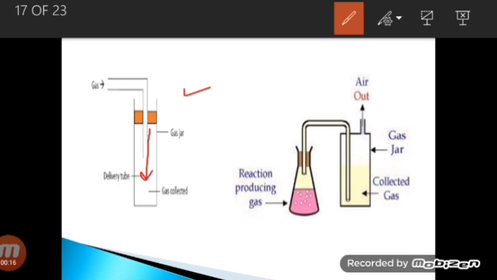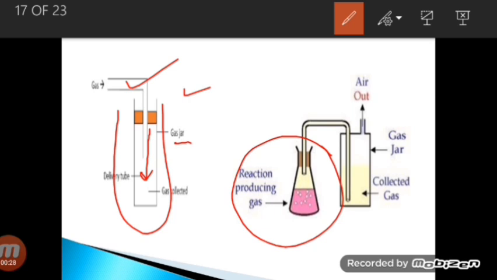and then they will be collected. In this downward delivery, we are going to use one gas jar, which is this one, and we will have one delivery tube, which is this one, and this must be connected with any of the experimental containers where the gas is being produced. So this is how it will work. You will have to keep in mind that downward delivery will be used to collect gases which are soluble in water and denser than air.